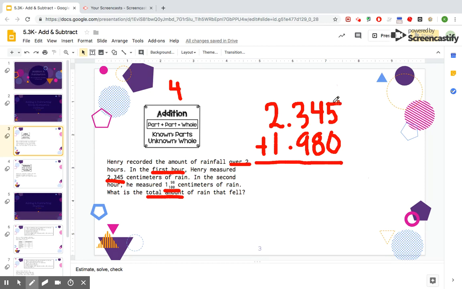Now I'm ready to add. 5 plus 0 is 5. 4 plus 8 is 12. That is more than 10, so I'm going to bring down my 2 and I'm going to regroup my 1. I am taking 10 of those and trading them in for the next larger place value. 1 plus 3 is 4. 4 plus 5 is 13. Put down my 3, carry my 1.